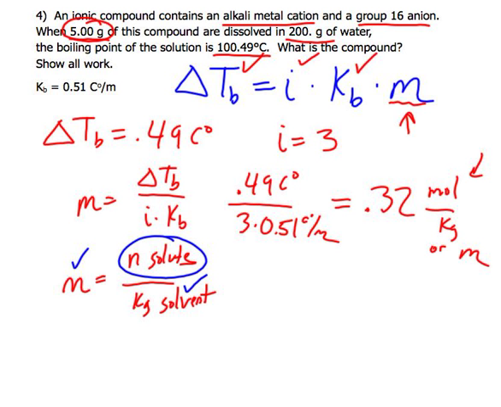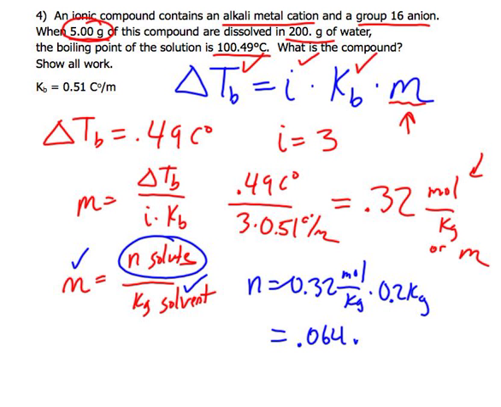So the moles is going to equal the molality, moles per kilogram, times the kilograms of water, which is 0.2 kilograms, because 200 grams of water is 0.2 kilograms. So I now know that I have 0.32 times 0.2. There are 0.064 moles of solute present. So I know that, and I know that this is equivalent to 5 grams of the solute. So from that, I should be able to get the molar mass.